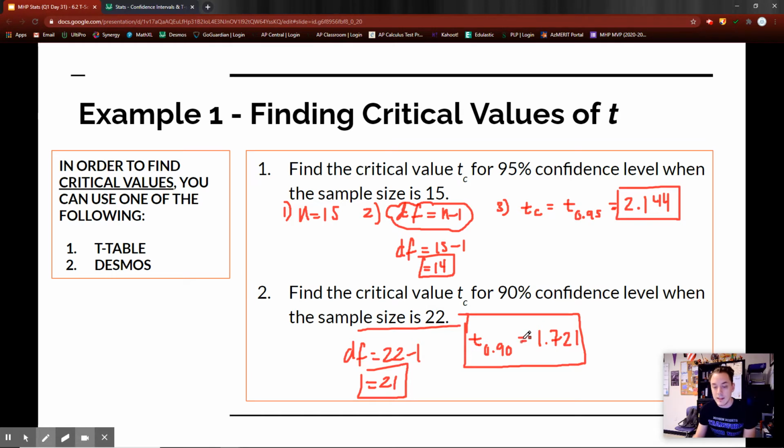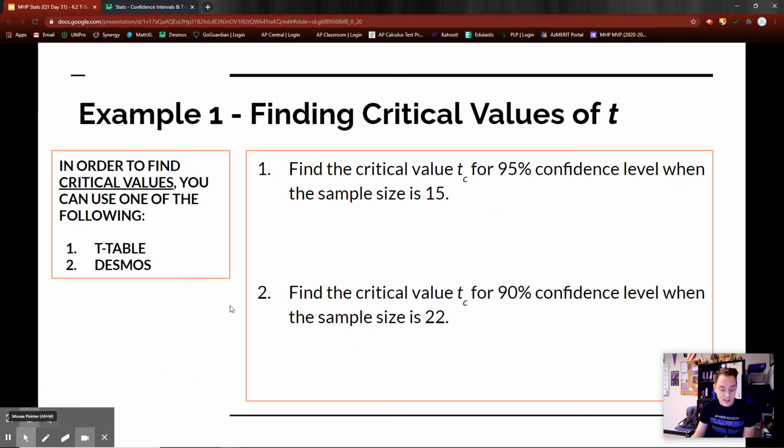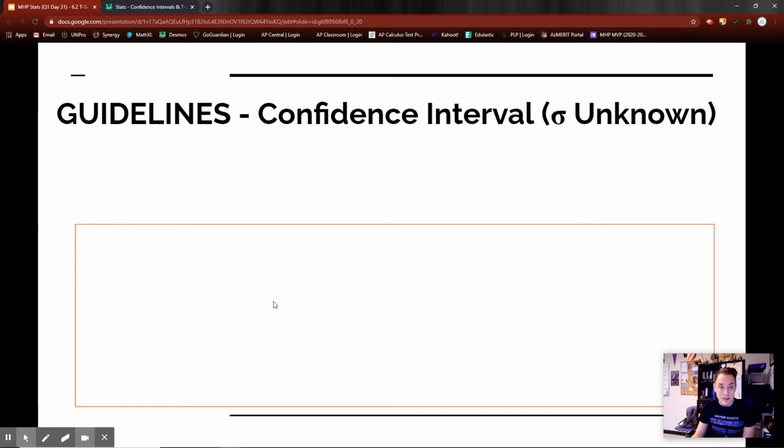Oftentimes, MyMathLab will ask you to find the critical value for the right or left endpoint. If it's the left endpoint, you're just going to tag on a negative, and that's it. If it's a right endpoint, you're just going to keep it this way because of the way it's graphed. But I doubt you'll see that, so don't worry about that too much. All right, let's erase, and let's get into some guidelines.